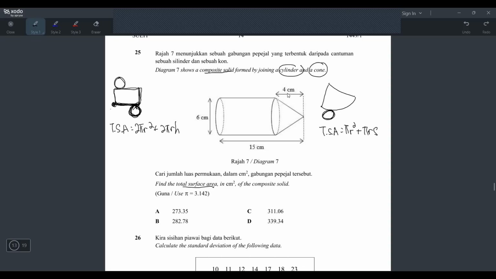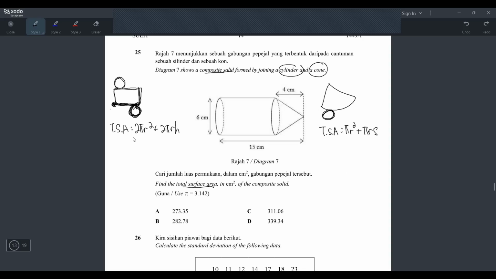Slanted height means this height, the slanted one. The second one, not the vertical height. If the vertical height, I will use h. But if I write s, means the slanted height. So if let's say this is your cone, this is your slanted height, this one. Right? But the vertical height will be this. This one I will use h to represent. But the slanted one, I call it slanted height. Okay, it's fine, we try to do the question.